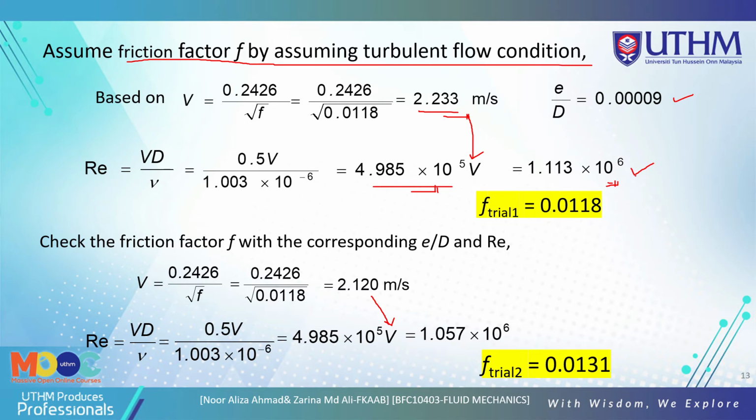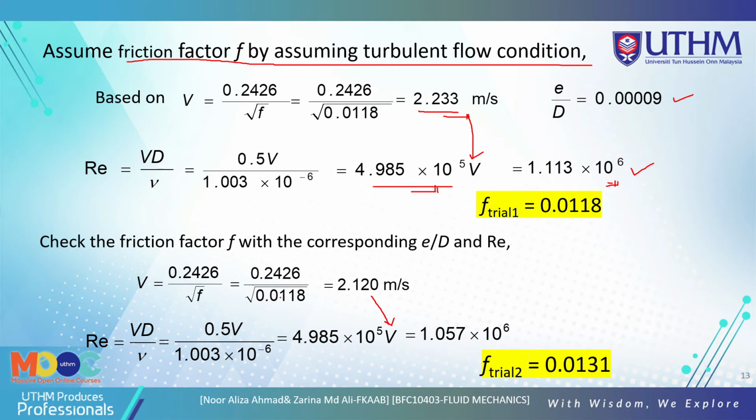Okay, then using the Reynolds number here and the E over D, you get the value of F trial. Okay, F trial second is 0.0131. Okay, you use the value of 0.0131 here.